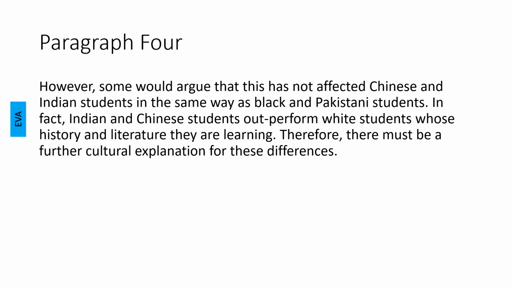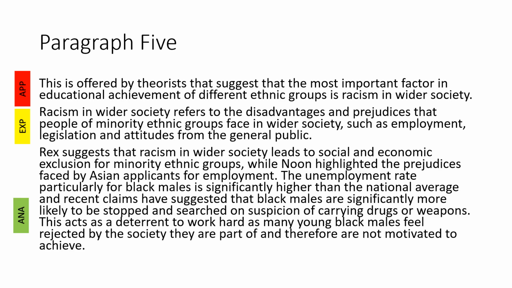From institutional racism, I'll lead into my final paragraph, which is an external factor, and we look at racism in wider society. This is offered by theorists that suggest that the most important factor in the educational achievement of different ethnic groups is racism in wider society. Racism in wider society refers to the disadvantages and prejudices that people of minority ethnic groups face in wider society, such as employment, legislation, and attitudes from the general public.